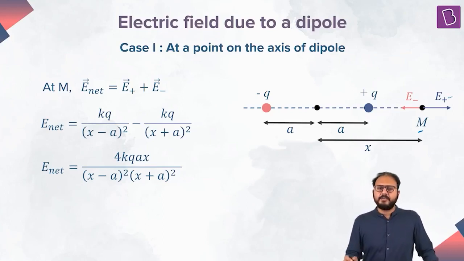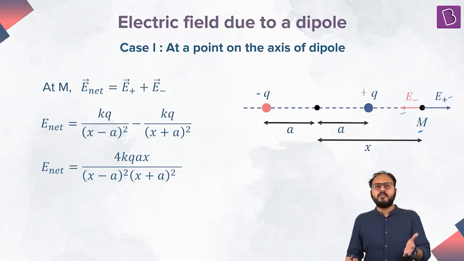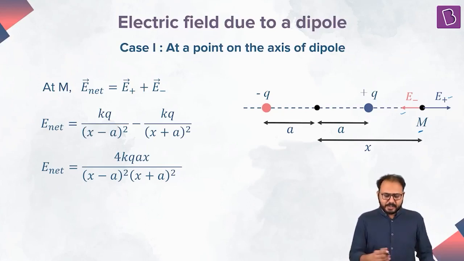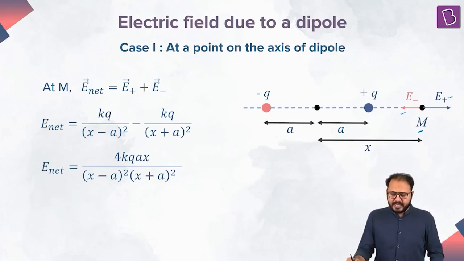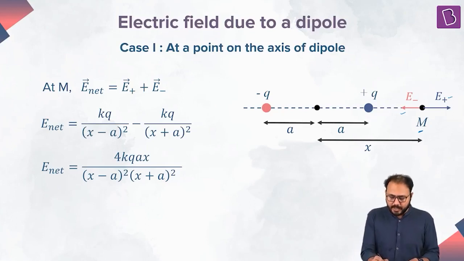This is the electric field due to the positive charge, E plus. What's the value? kq upon (x minus a) whole square. This is the field value by the negative charge, the value kq upon (x plus a) whole square. Since the direction of both the fields is opposite, to find the resultant, I subtract their magnitudes. What I have is 4kqax upon (x minus a) square, (x plus a) square.